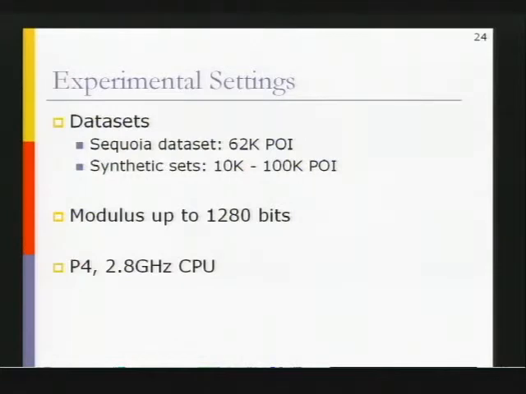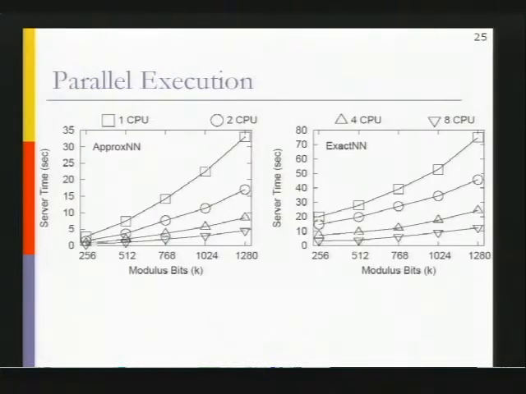Okay, for the experiments we have used both real and synthetic data sets. I will only present the results with real data. We have used modulus bits. By modulus I mean that n number, that large n, which is the product of primes, which again is similar to what you have in an RSA key. And let's see what we have obtained.